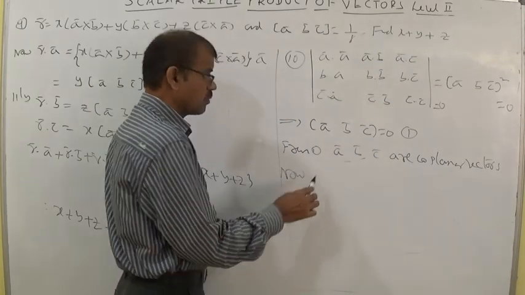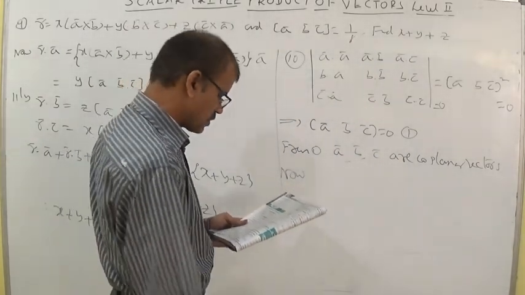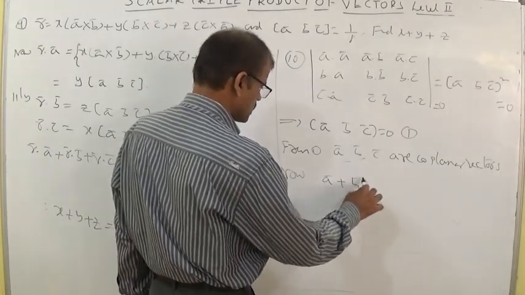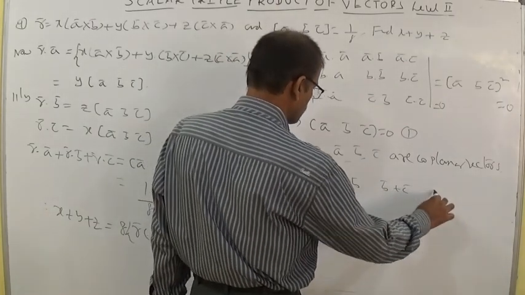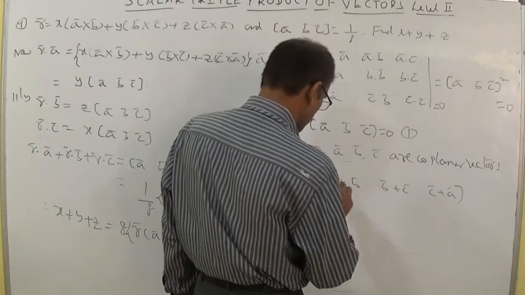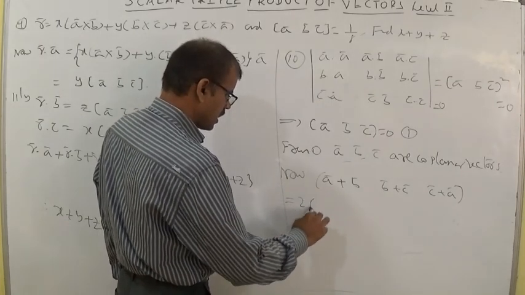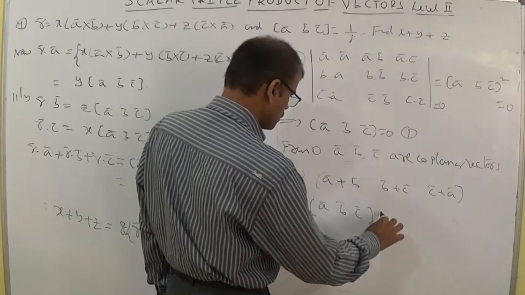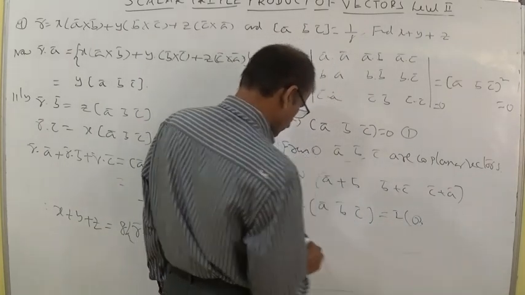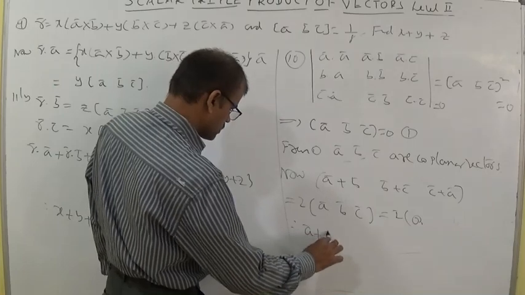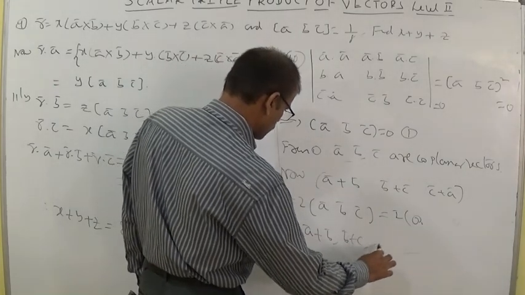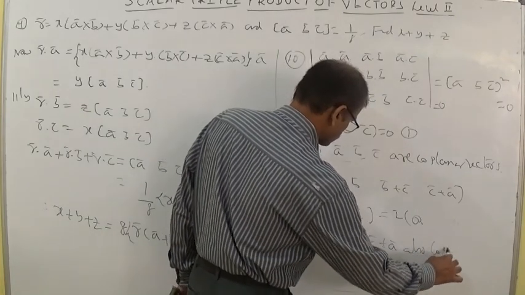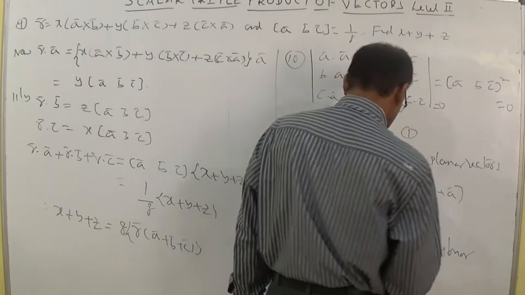Now, after completion of this one, we should discuss A plus B, B plus C, C plus A. You should calculate the box. Yesterday, we calculated this one as 2 into box ABC. So 2 into 0 you can write. Therefore, here A bar plus B bar, B bar plus C bar, C bar plus A bar are also coplanar, because box ABC equal to 0.